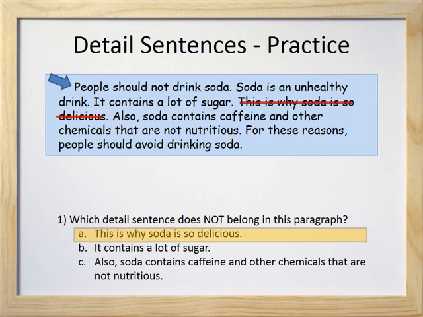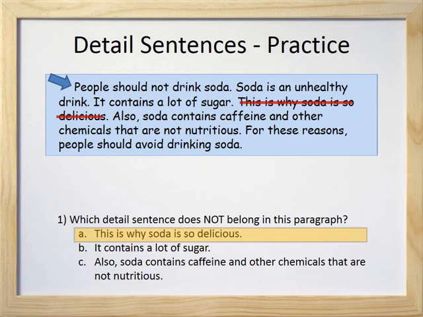Let's read the topic sentence again. People should not drink soda. So, all detailed sentences in this paragraph should explain why the topic sentence is true. That means all of the detailed sentences need to explain reasons that people should not drink soda. Sentence A, this is why soda is so delicious, does not give a reason that people shouldn't drink soda. In fact, this sentence gives a reason that people should or might want to drink soda.